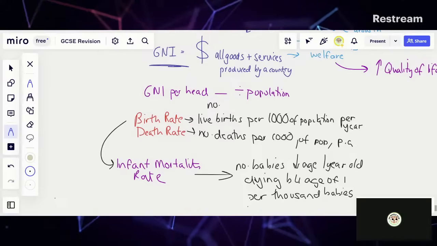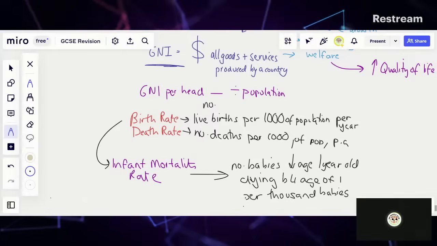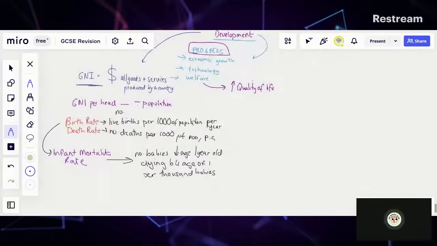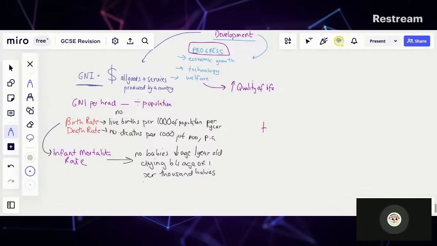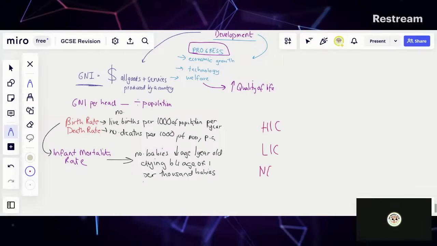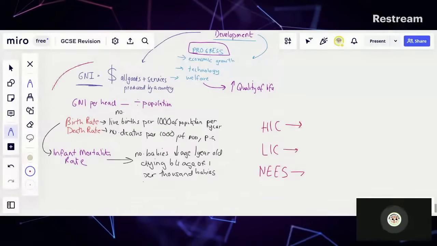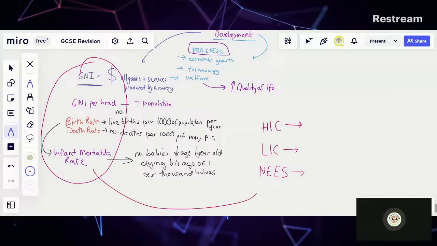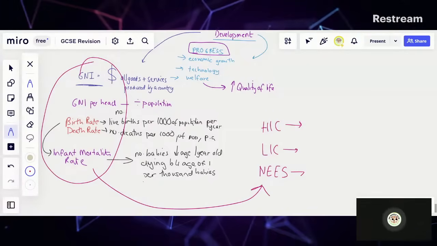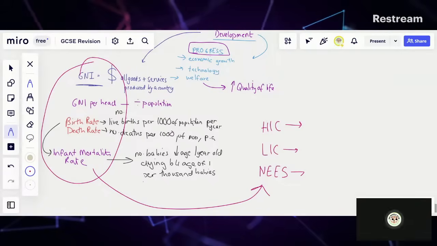Okay. Now let's keep going in measuring development. So looking at measuring development, let's look at the different types of countries. So we remember there's high-income countries, low-income countries, and newly emerging economies. You may be asked to describe how any of these factors here are in one of these three. So how is the GNI in a high-income country? How is the birth rate in a newly emerging economy? So let's look in depth at these countries.